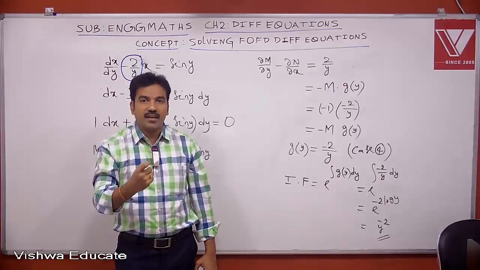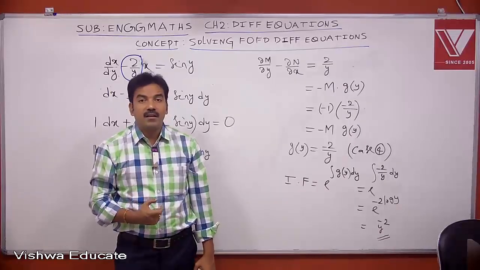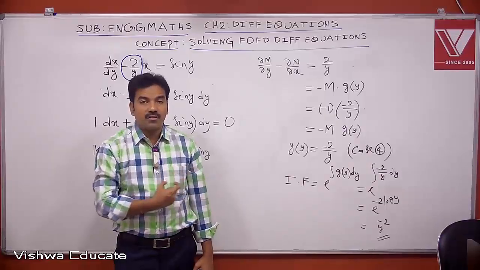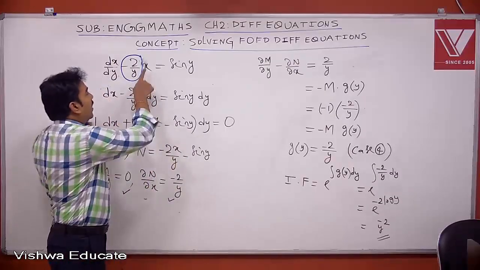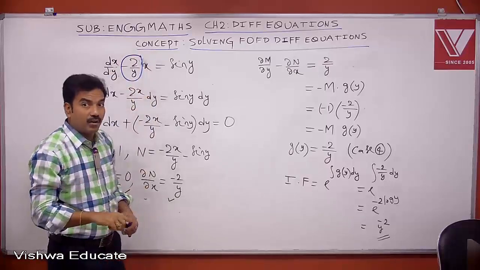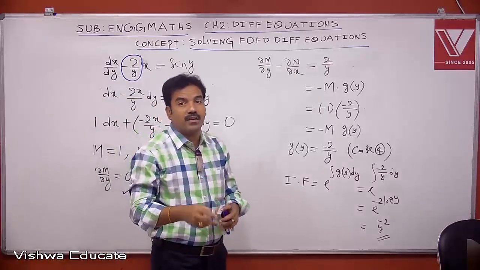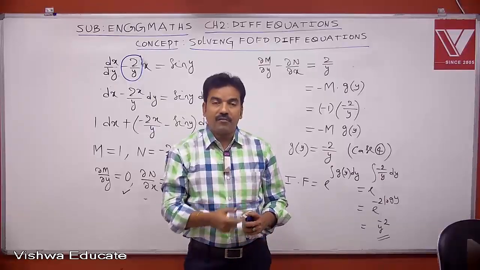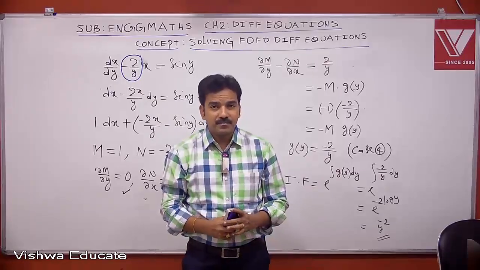If it belongs to case 3, then what is my f of x? That is purely the coefficient of y. In case 4, this is nothing but the coefficient of x. G of y is the coefficient of x and f of x is the coefficient of y. Just reverse the positions of x and y. Therefore, in this case, it belongs to case 4. So, the integrating factor is y power minus 2.